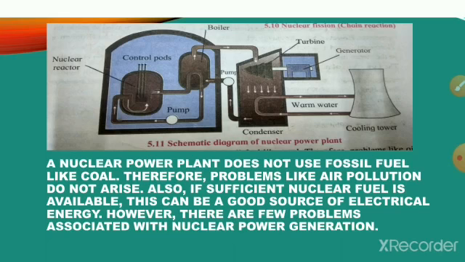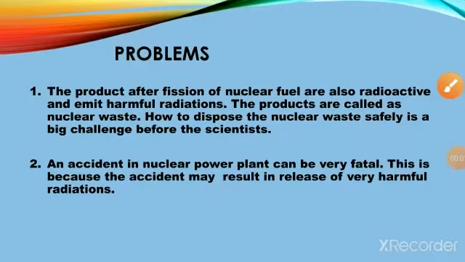However, there are a few problems associated with nuclear power generation. Problems: the products after fission of nuclear fuel are also radioactive and emit harmful radiation. The products are called nuclear waste. How to dispose of nuclear waste safely is a big challenge before scientists. An accident in a nuclear power plant can be very fatal. This is because the accident may result in the release of very harmful radiation.